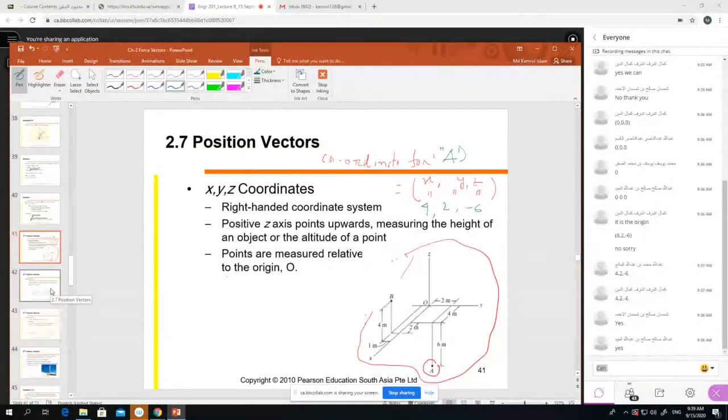Now we learn how to find, okay, I draw a point, and you are going to tell me the answer. I'm drawing a point here. The red color is a point, and I give it the name B. Now you tell me what is the coordinate for B. Tell me. X, Y, Z. Tell me quickly.